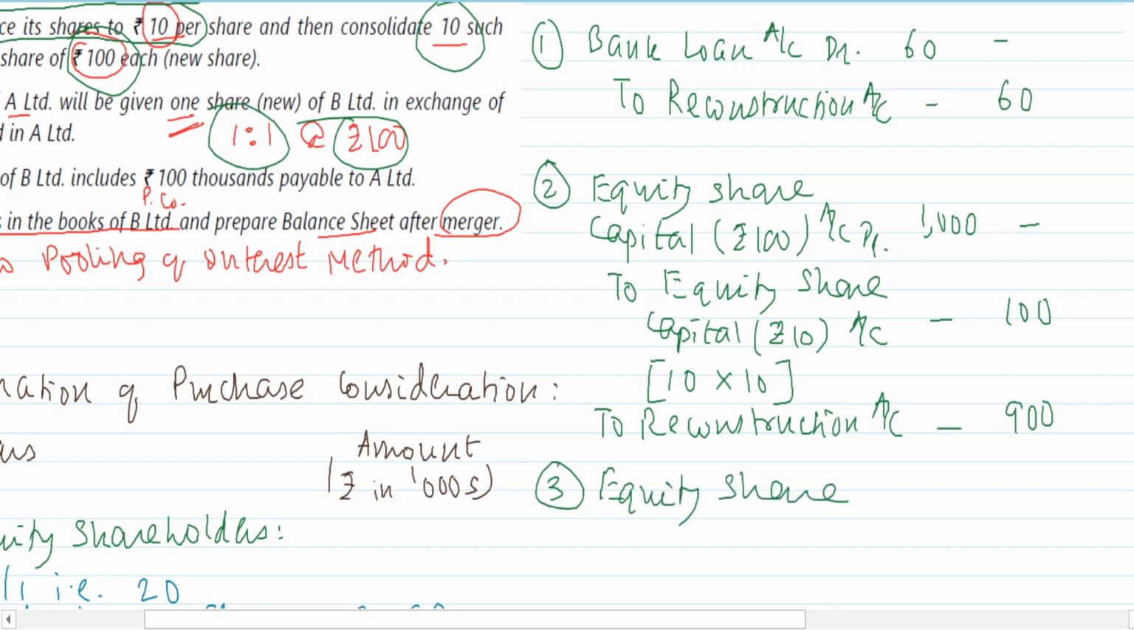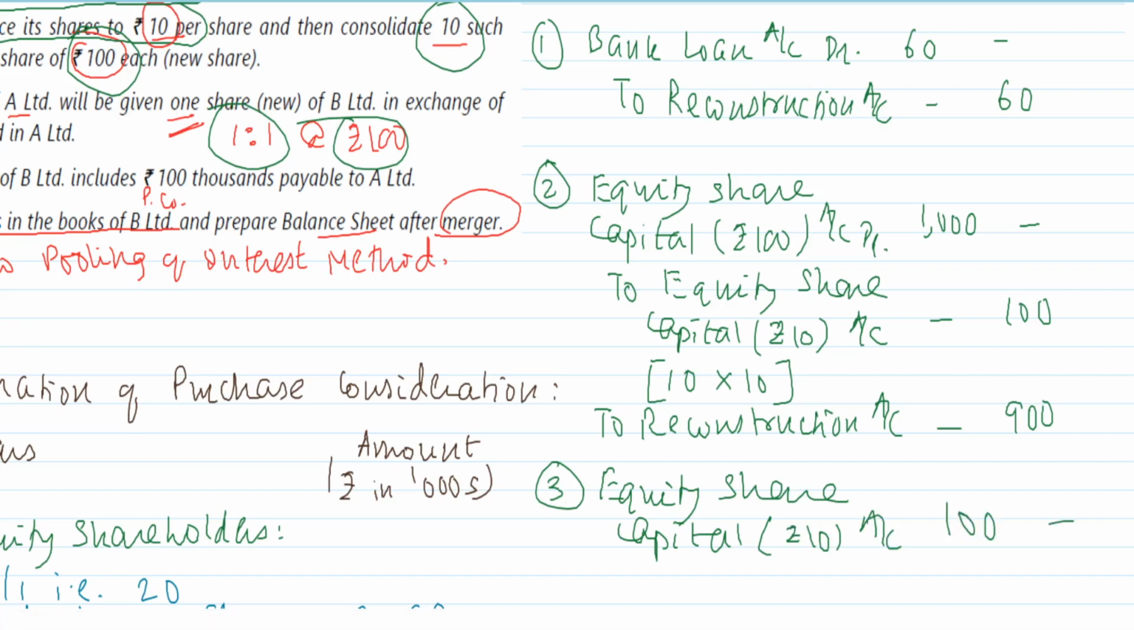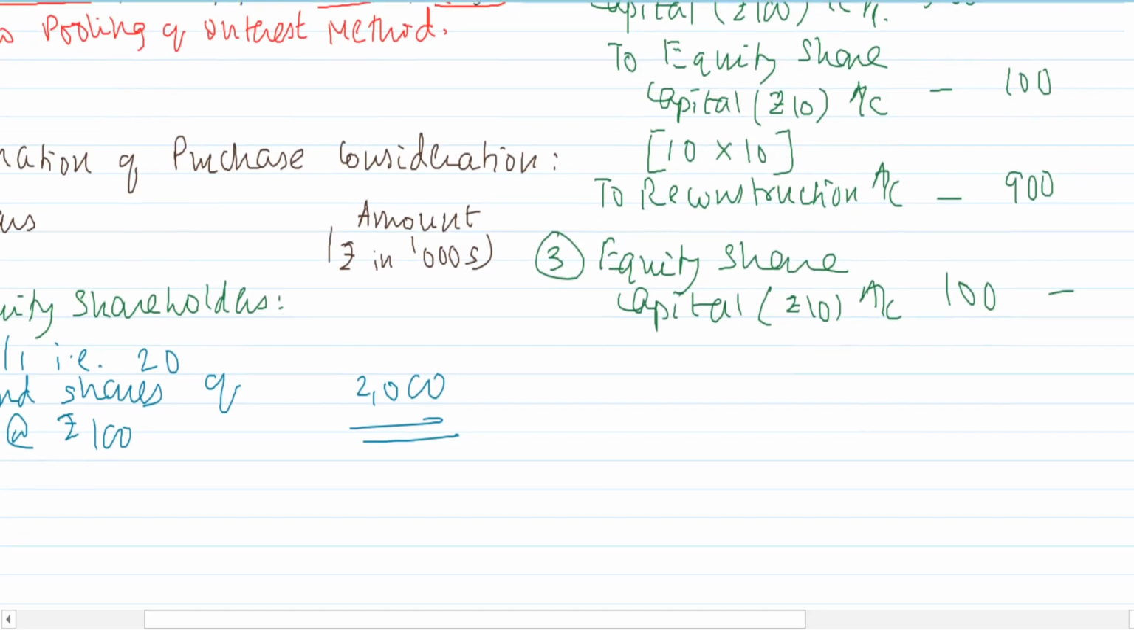Equity share capital, 10 is there right now. 100. I will consolidate the shares and make it of 100 rupees now. So to equity share capital, rupees 100 account, 100.